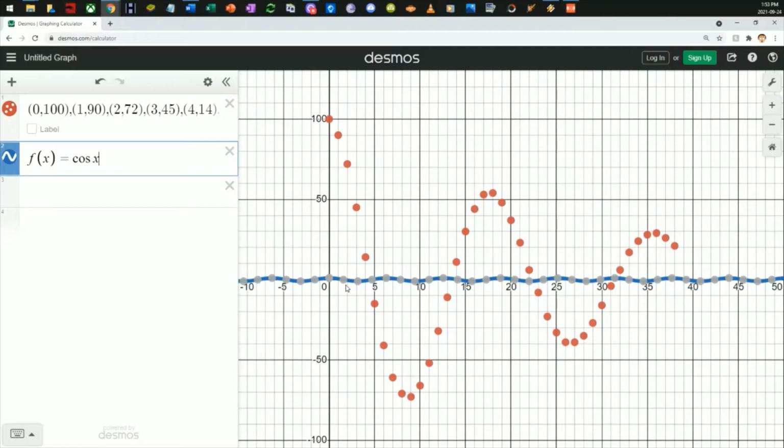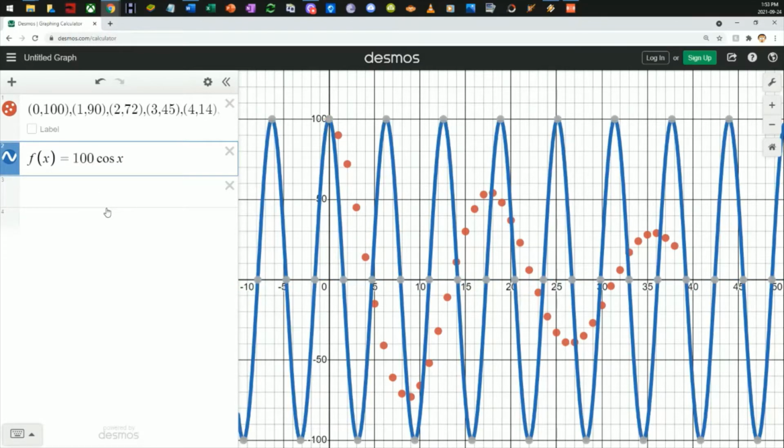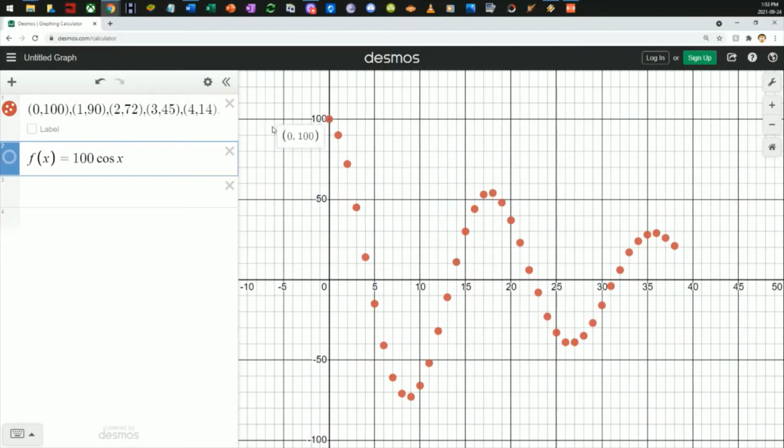Okay, obviously not hitting that one too close. We got a couple problems here. First of all, the amplitude's not nearly big enough. We need an amplitude of about 100. Okay, so now at least we're starting off at the right spot up here at (0, 100).